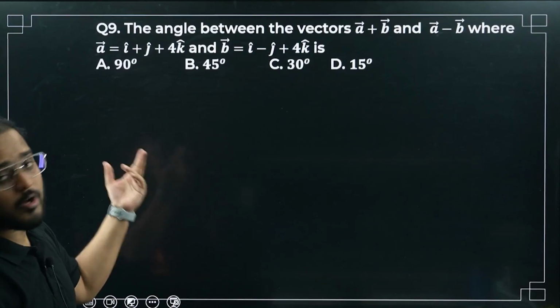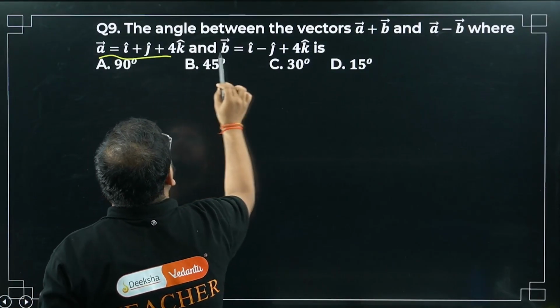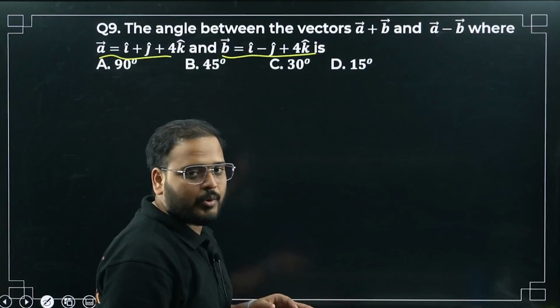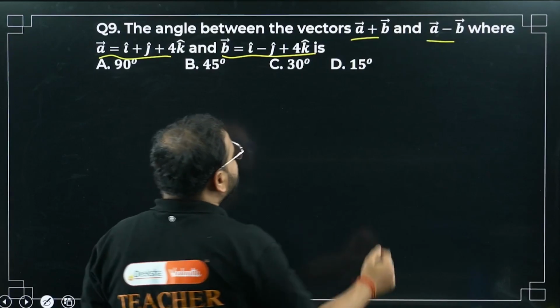The angle between the vectors A plus B and A minus B, where A is given like this and B is given like this, is what? So basically they have given vector A in rectangular components and B also in rectangular components. They are looking for what? A plus B and A minus B. So find A plus B and A minus B.